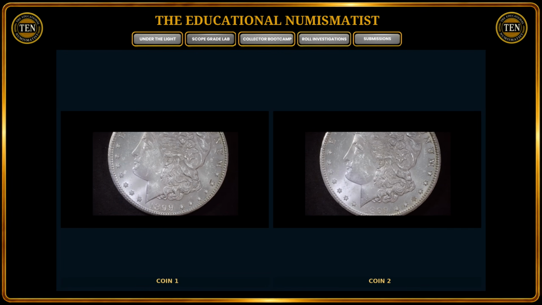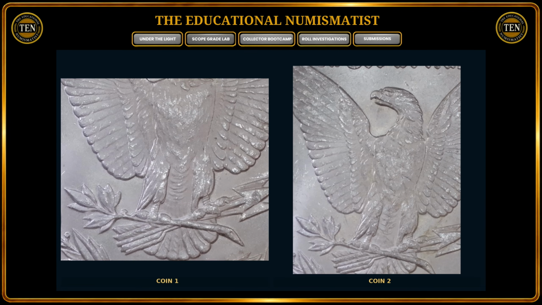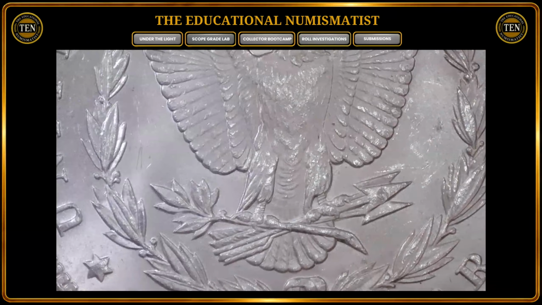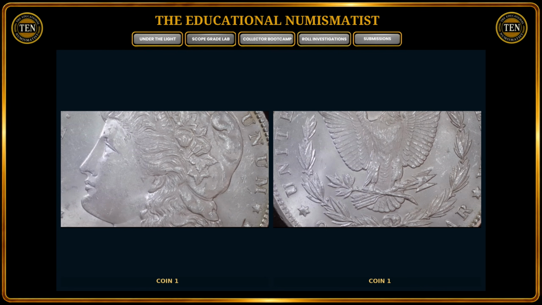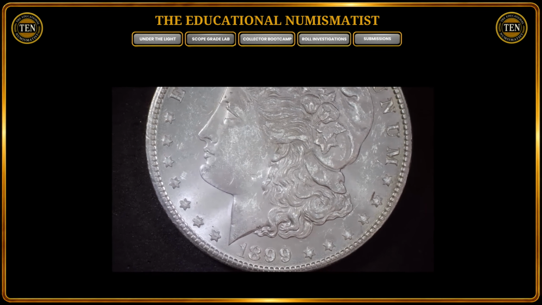These are both 1899 Morgan dollars, but one has noticeably more detail above Liberty's ear and across the eagle's breast. Look at this coin. The hair is nearly flat. The breast feathers appear to be missing. Those are two of the first places graders look for circulation wear. So this Morgan dollar does look worn.